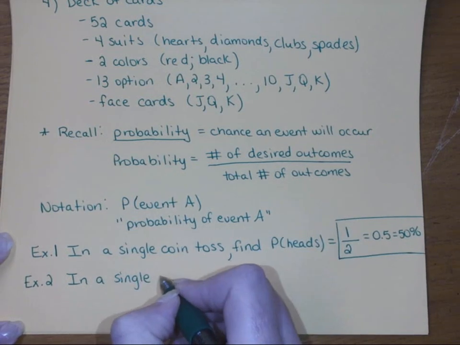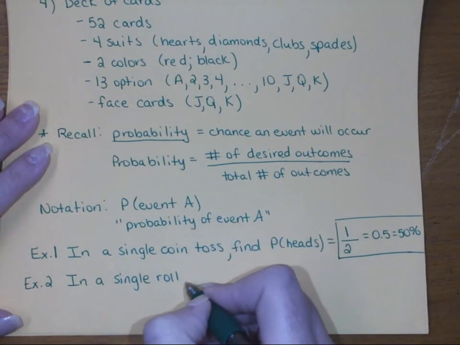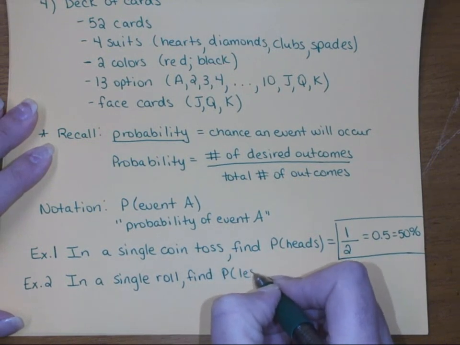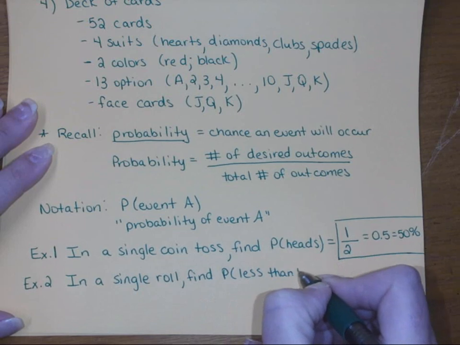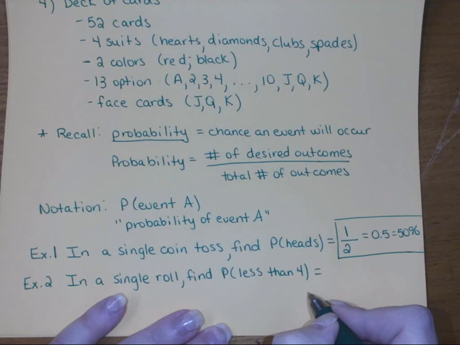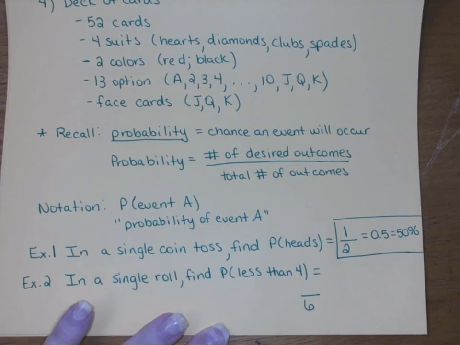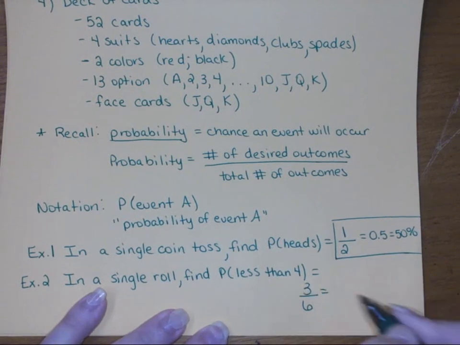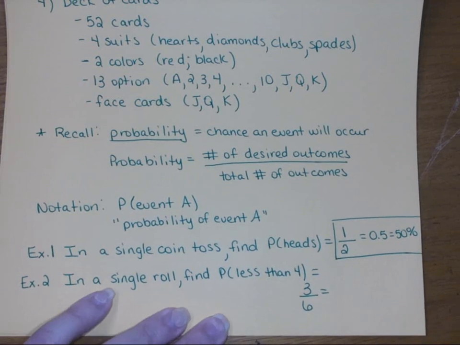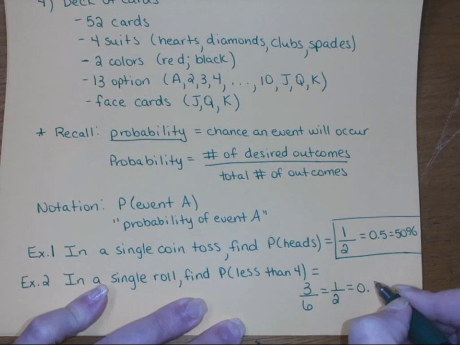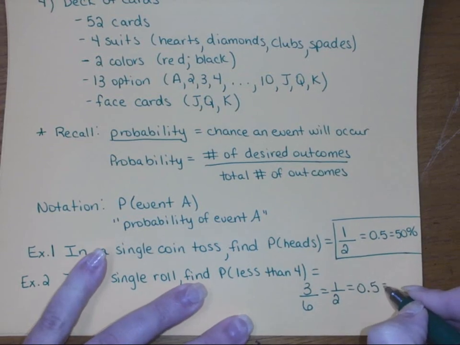So what about another one of our common tools for probability? In a single roll, find the probability of less than 4. First, let's talk about how many total numbers we have. On a normal die we have 6 numbers, right? How many of those numbers are less than 4? 1, 2, and 3, right? So we'll get 3 out of 6. You do need to reduce fractions whenever you get them, especially in probability. So this would also be 1 out of 2 or 0.5 or 50%.